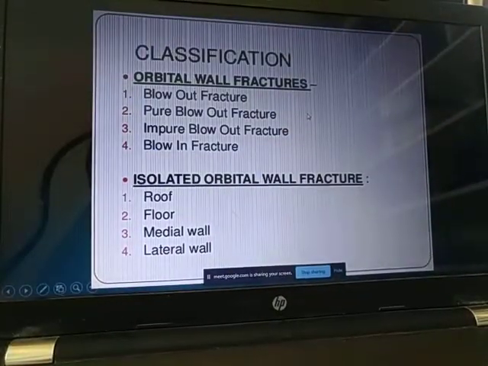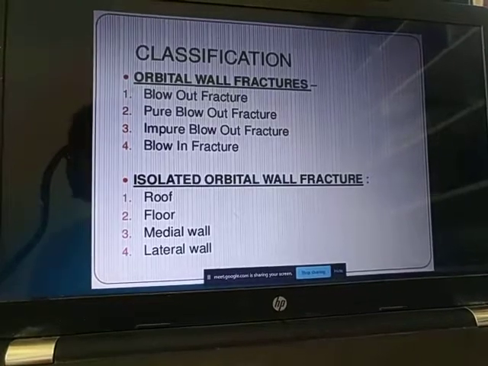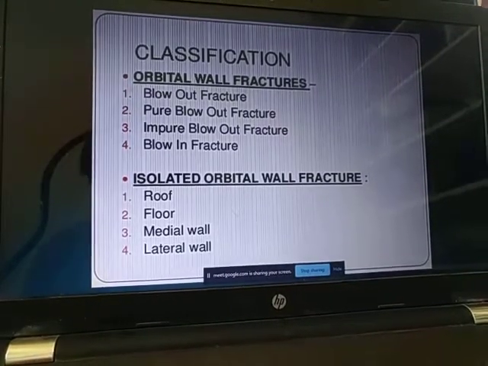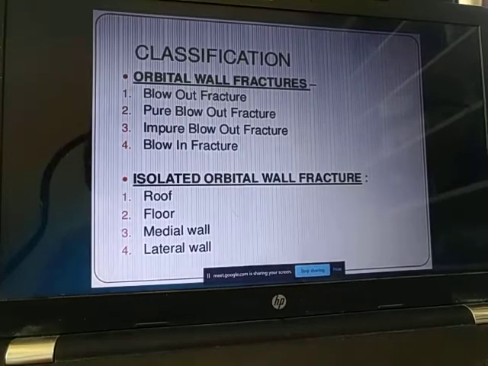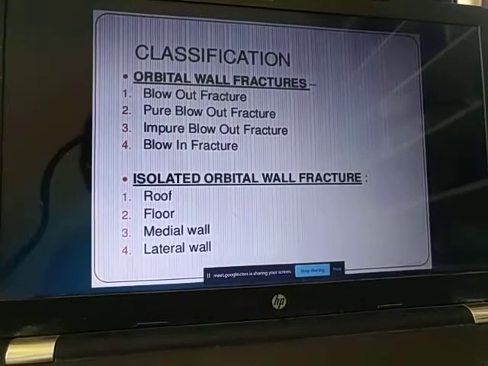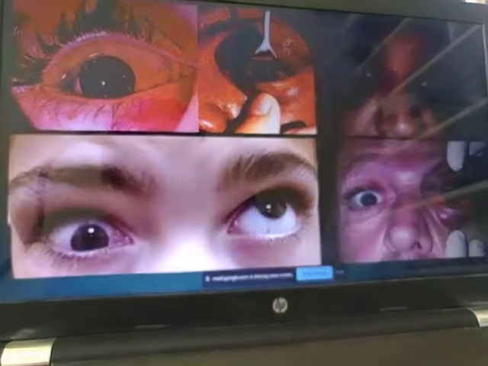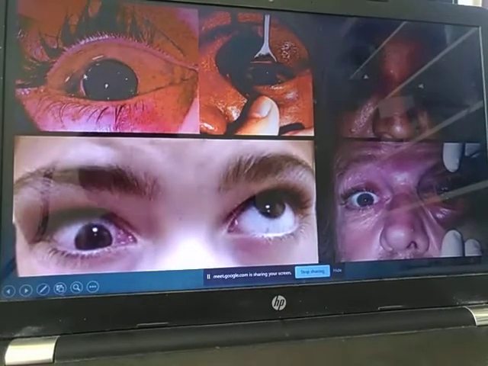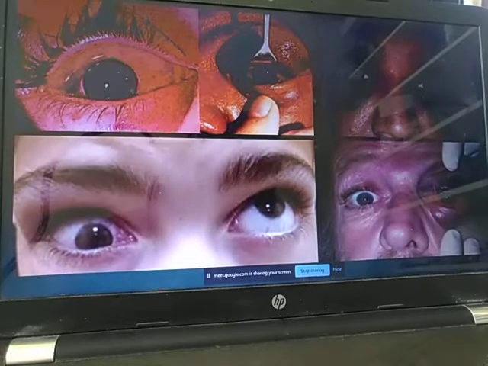So this is the classification of orbital wall fractures. It can be blowout fracture, it can be pure blowout fracture, impure blowout fracture, blow-in fracture. An isolated orbital wall fracture can be of the roof, of the floor, a medial wall, or the lateral wall. Now we can see the very common types of clinical signs and symptoms which come to us when we see a patient with an orbit trauma.